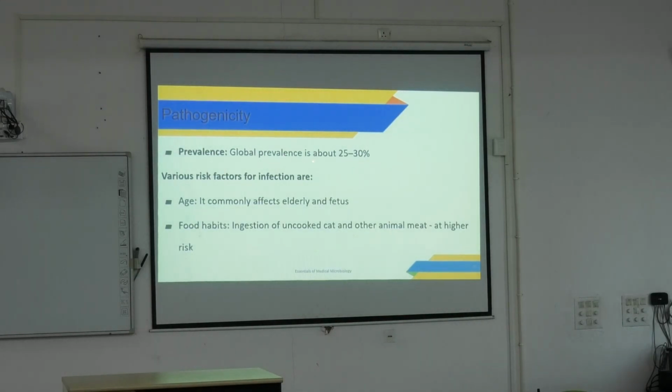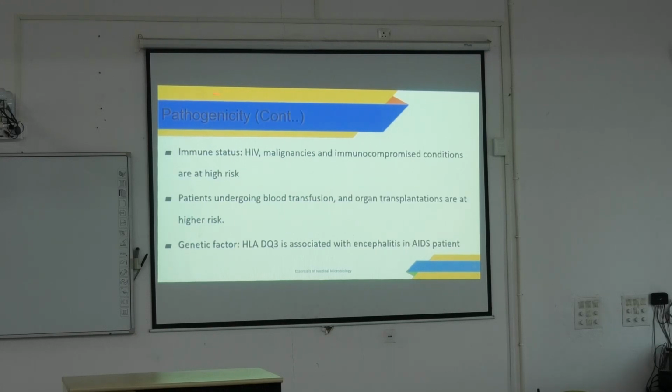Prevalence: global prevalence is about 25 to 30%. Various risk factors for the infection are age; it commonly affects the elderly and fetus. Food habits: ingestion of uncooked cat and other animal meat is at higher risk. Immune status: obviously HIV, malignancies and other immunocompromised conditions are at high risk. Patients undergoing blood transfusions and organ transplantations are at higher risk.